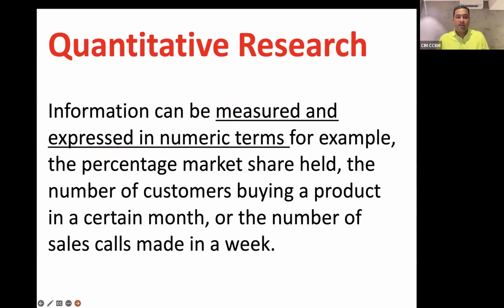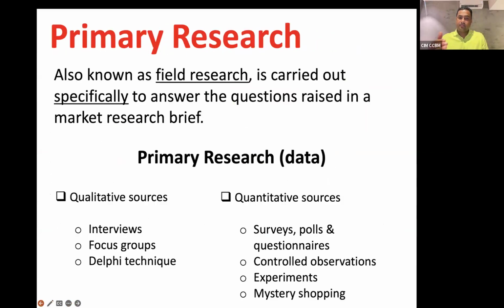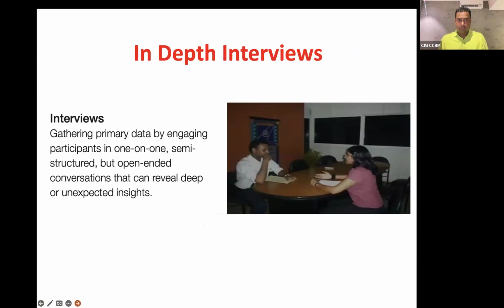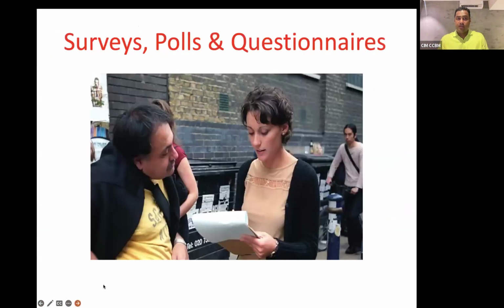So again, there are a few types of quantitative data. Surveys, opinion polls, questionnaires, and then you have observation, experiments and mystery shopping that come under quantitative sources, right? So let's try and delve into each one. So what do you mean by a questionnaire? As you can see, can you see this clipboard held by this researcher talking to a customer on the street?